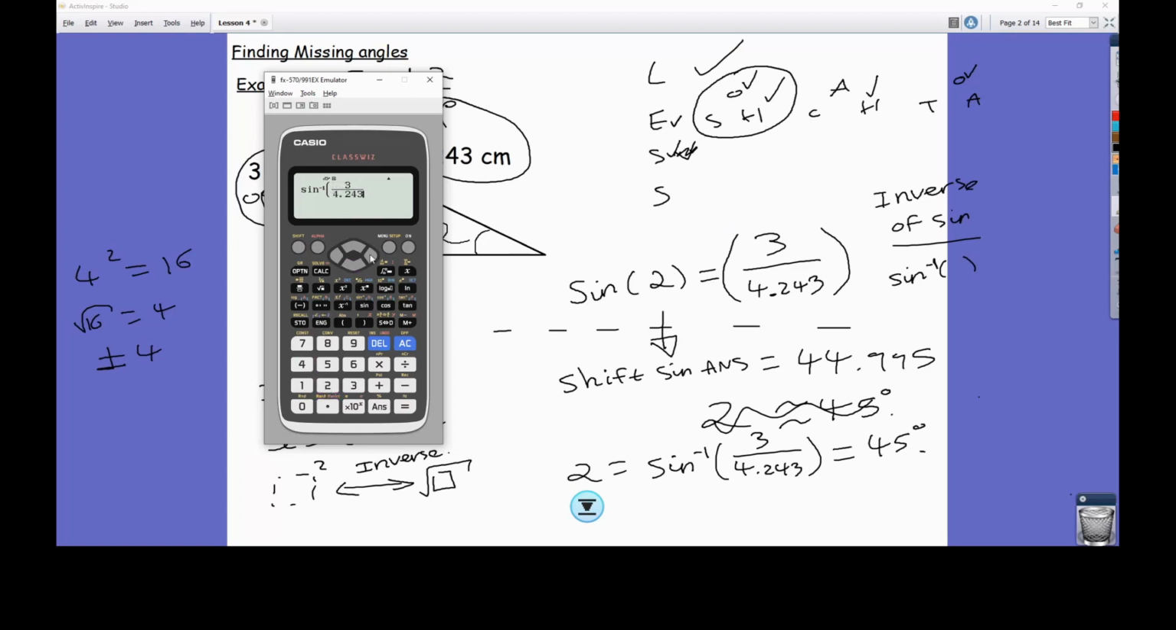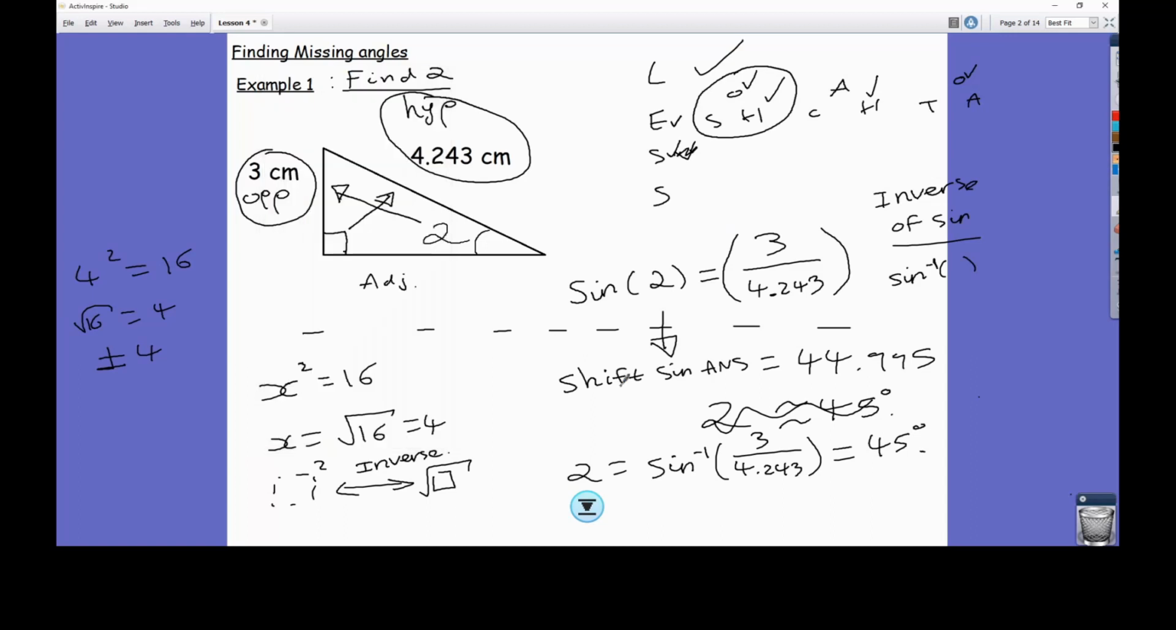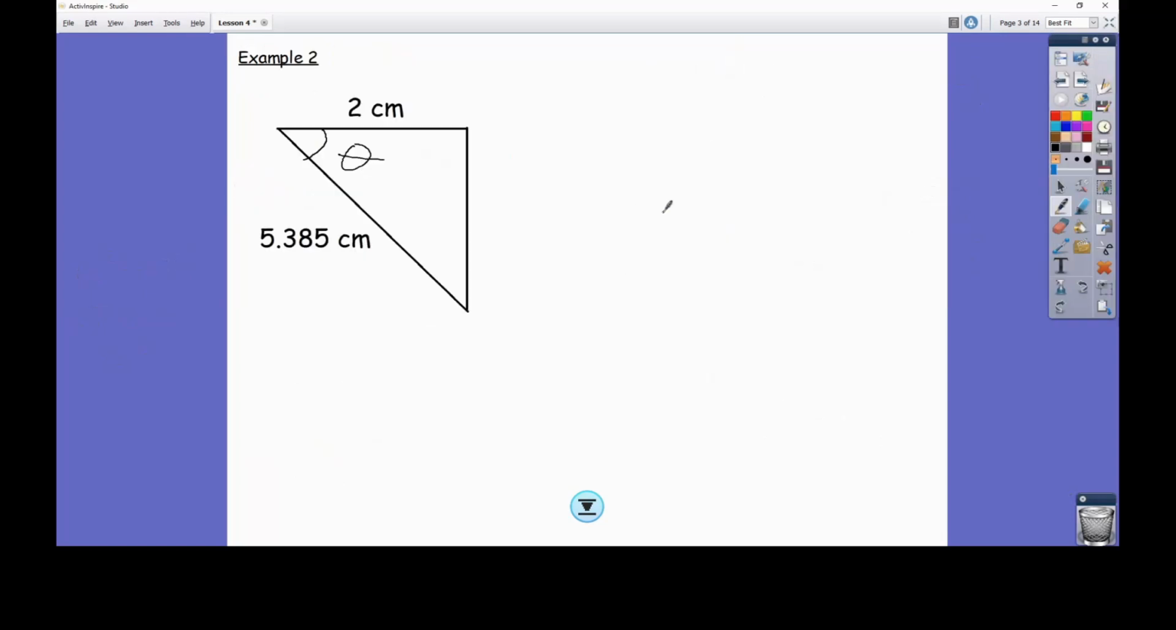4.243. You may want to do it like that, same answer. And if you want to verify this, a nice little exercise for you now would be to use the angle of 45 and see if you can find the hypotenuse given the opposite, and equally the opposite given the hypotenuse. See if you can do that. But what we're going to do now is move on to another example.